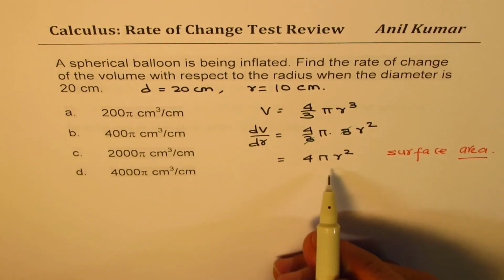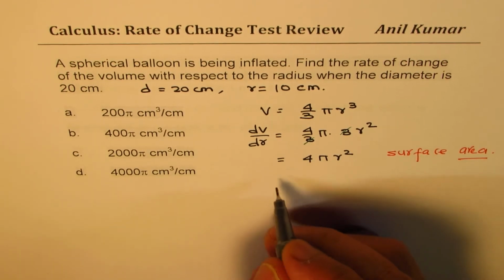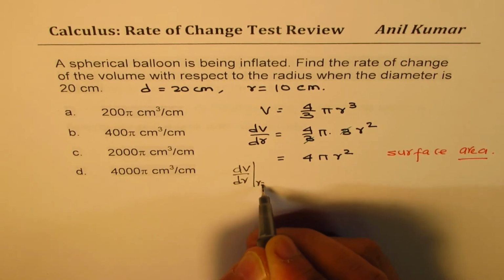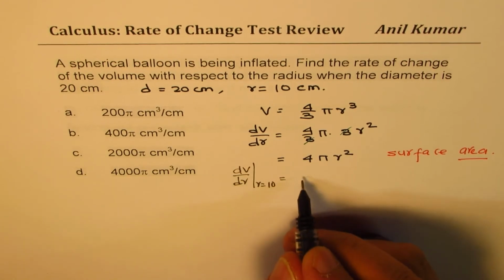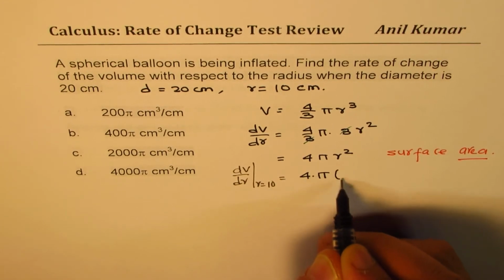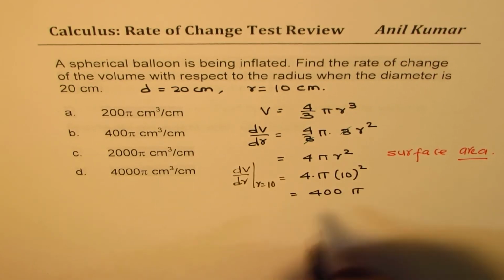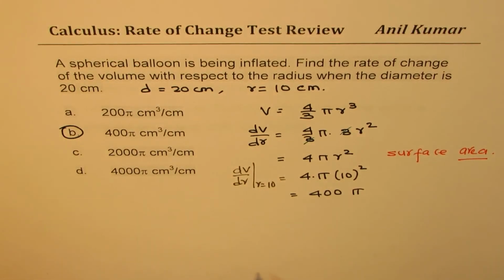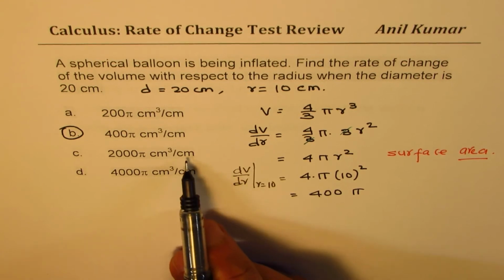Correct? So that gives you the answer. R is 10. So we can now calculate the rate of change of volume when r is 10. Let's substitute 10 here. We get 4 times pi times 10 square, which is 400 pi. So 400 pi is the correct answer with the units correctly written there. Rate of change of volume, volume is centimeter cube and radius in centimeters.